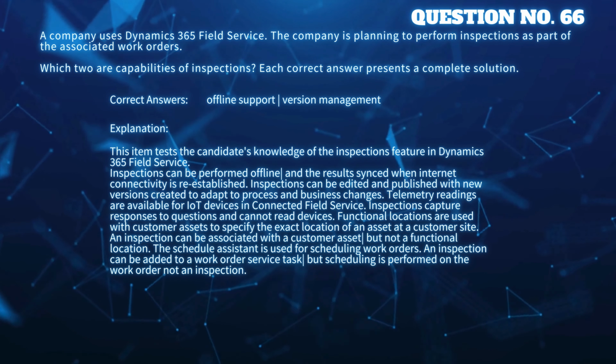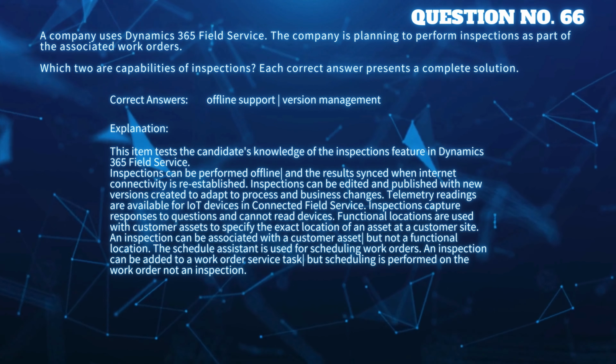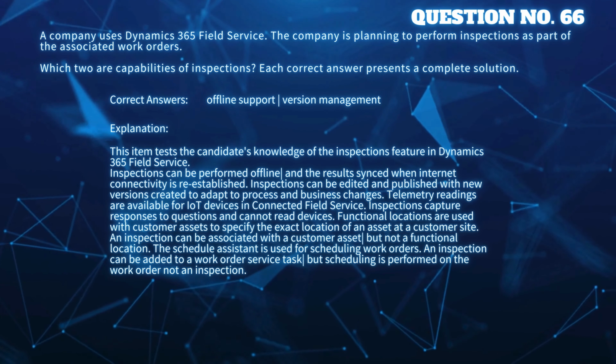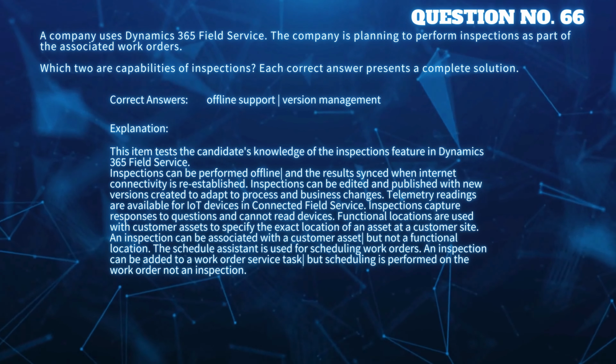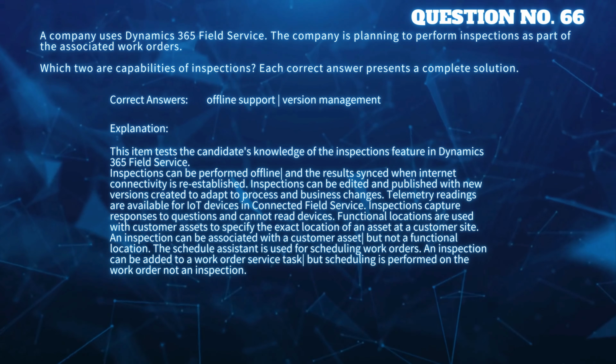Functional locations are used with customer assets to specify the exact location of an asset at a customer site. An inspection can be associated with a customer asset, but not a functional location. The schedule assistant is used for scheduling work orders. An inspection can be added to a work order service task, but scheduling is performed on the work order, not an inspection.